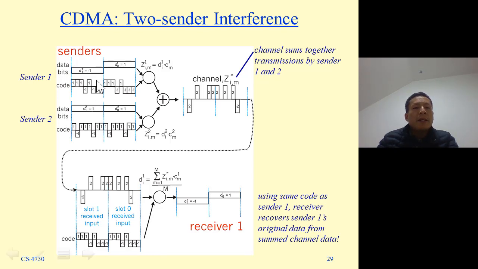So what happens here is you do the same things for the senders, just like the previous example. You do bit by bit multiplications and send out. Sender 2 does the same thing, using its own chipping sequence.